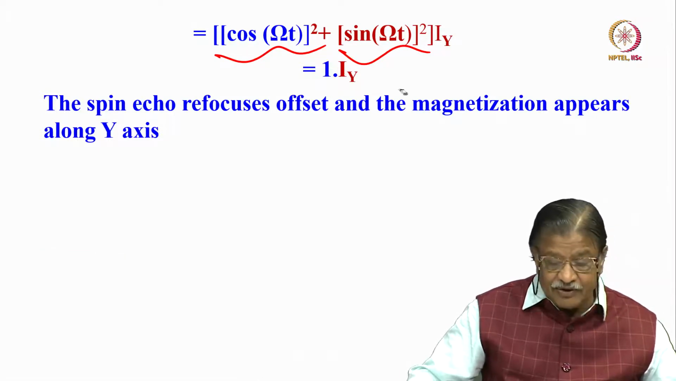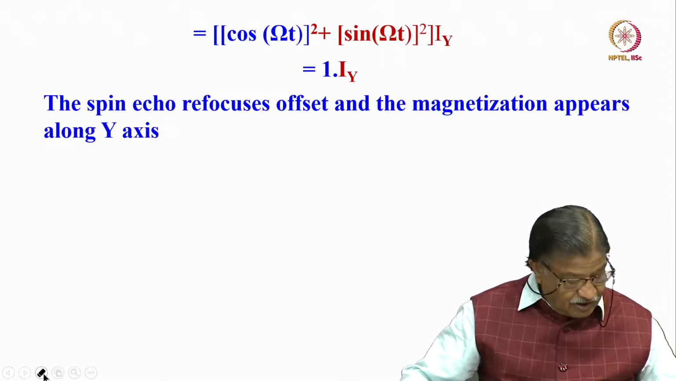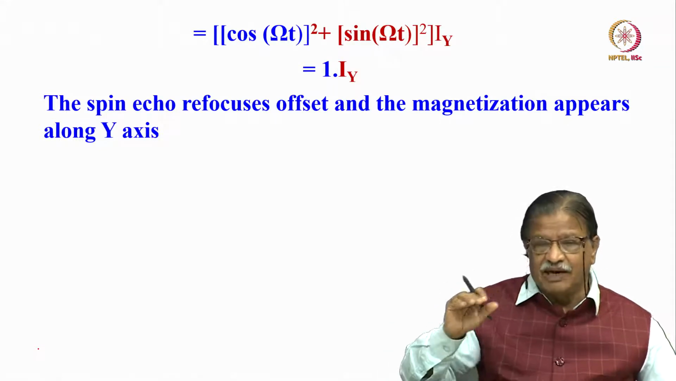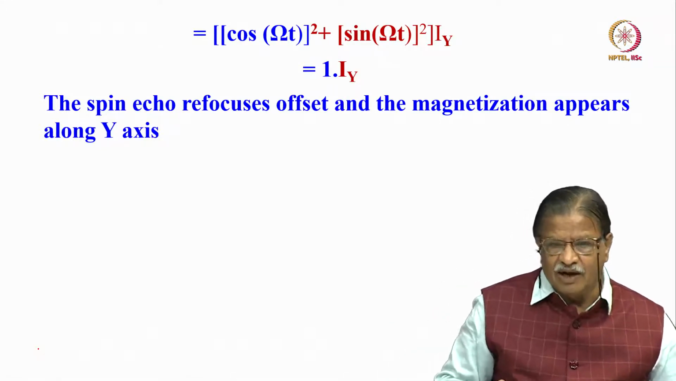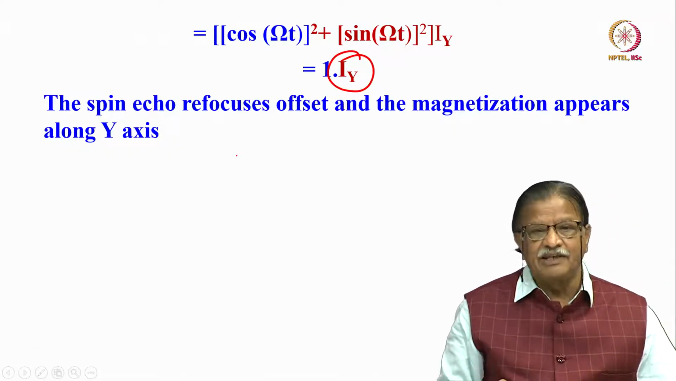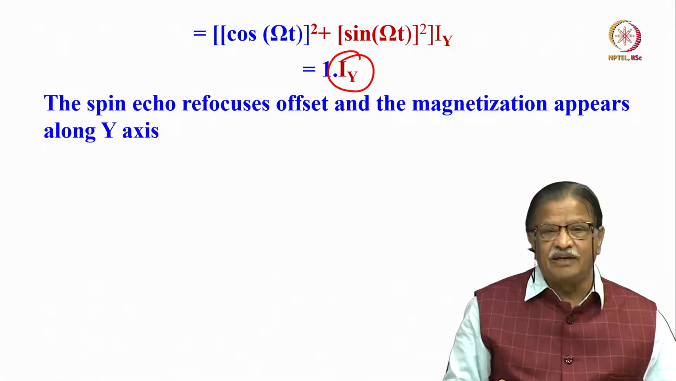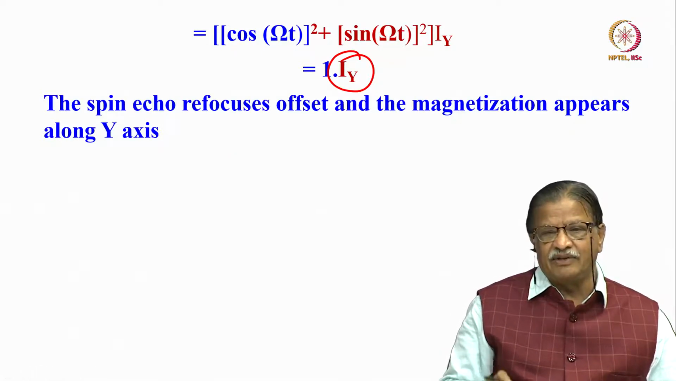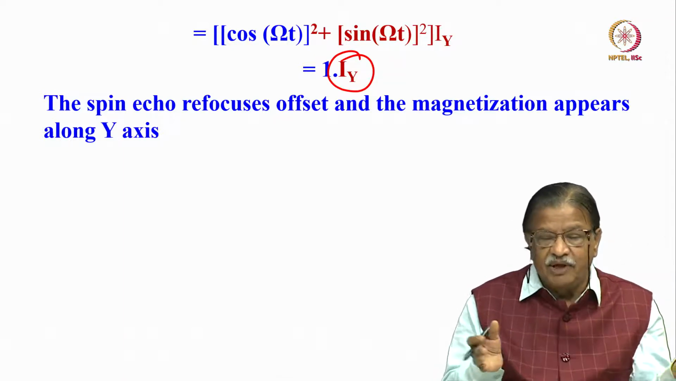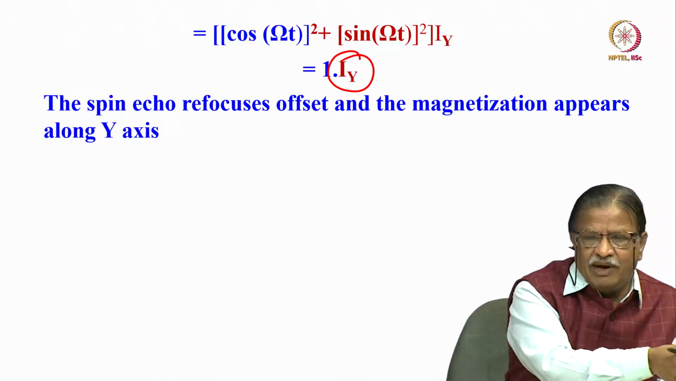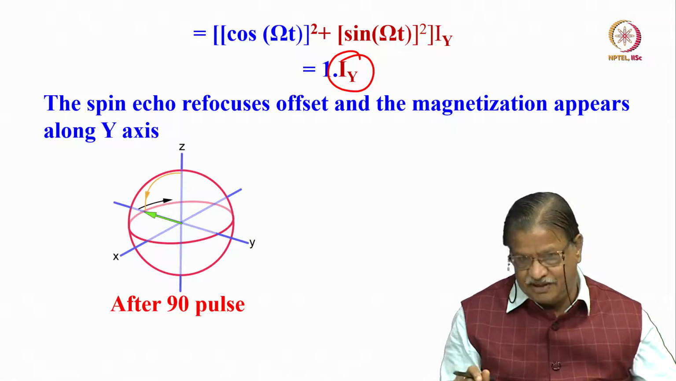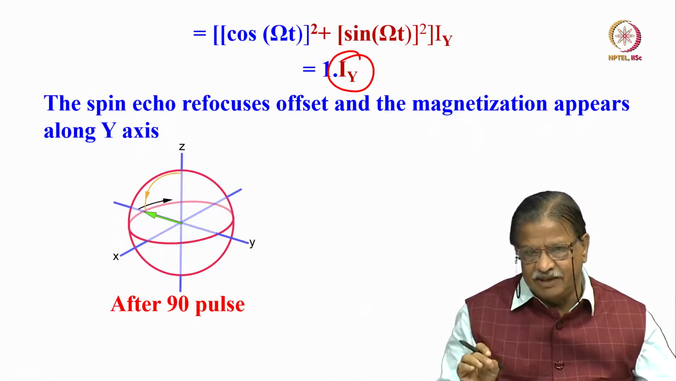See what happened is when you applied the 180 pulse and allowed the system to evolve for an equal amount of time, another time period t, and then worked out the free precession, the magnetization remaining is Iy. The spin echo refocuses the offset and the magnetization appears along the y axis. The chemical shift term is not there, the offset term is removed. Only the magnetization which was along minus y axis is brought to y axis. This is called refocusing of the offset or chemical shift. Please remember this.